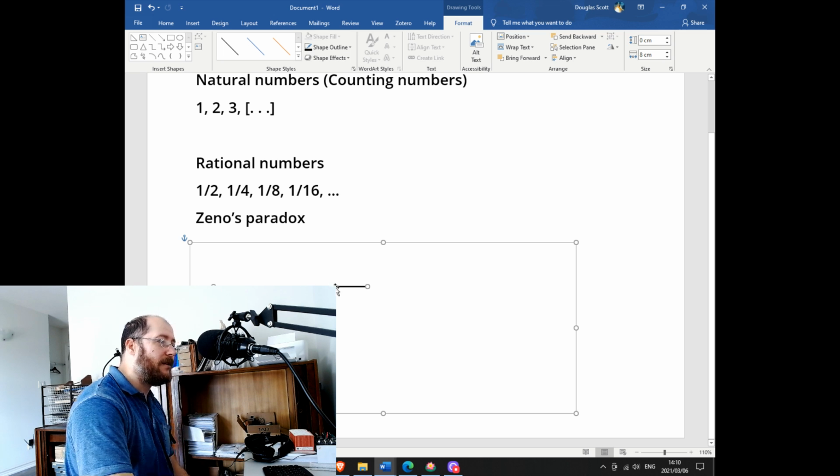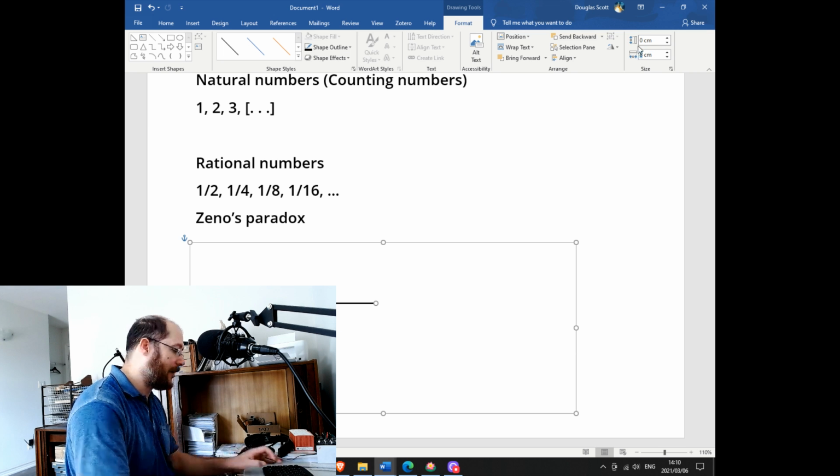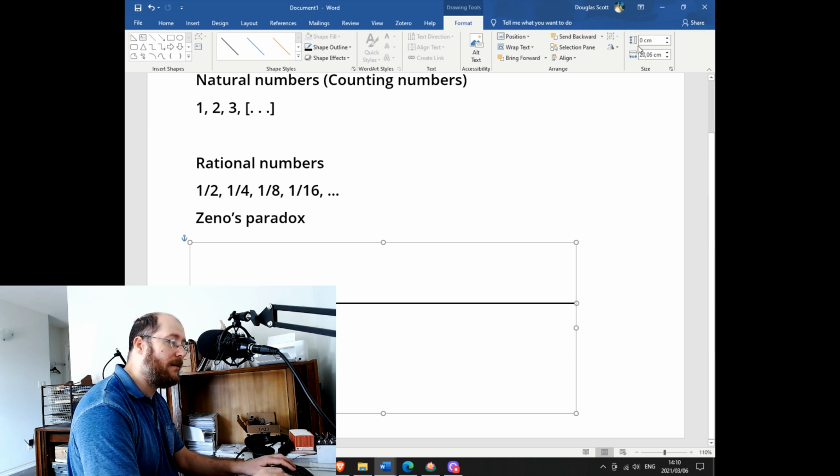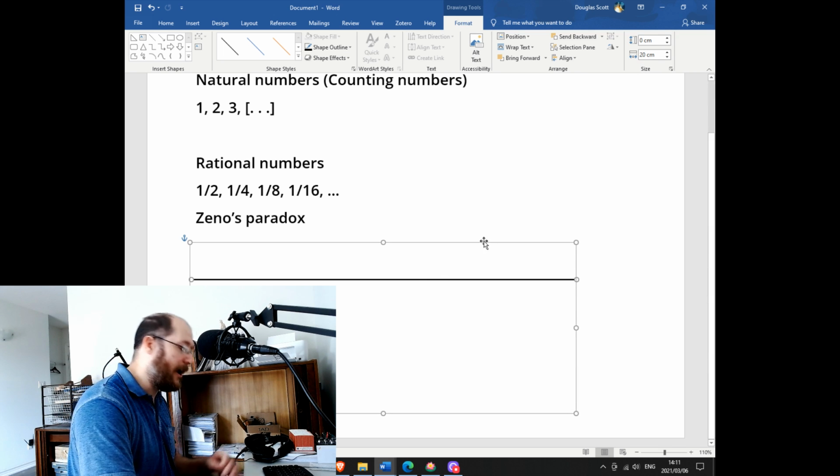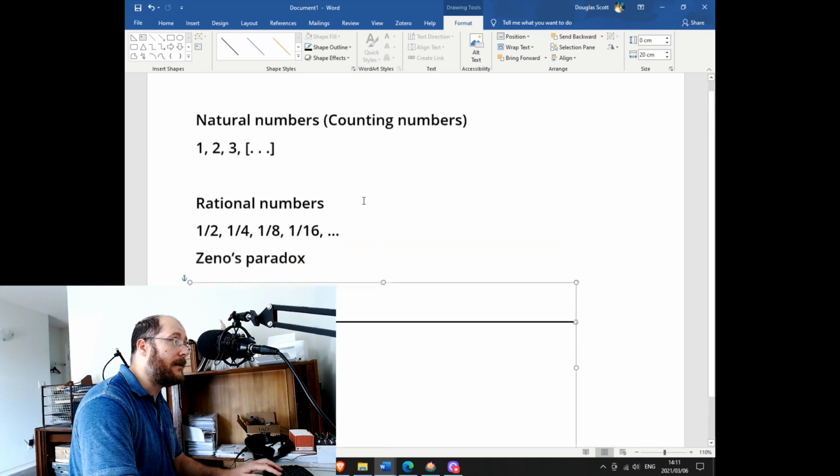Okay, so imagine, well, actually let's start, and how long should we make it? Is that too long? That's too long. Let's make it 18. Actually, 20 works. Let's do 20. That just about fits. Okay, good. Okay, so there's our line. And what we're going to do, hang on, that was supposed to copy.